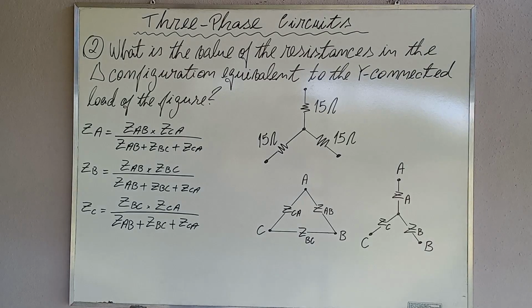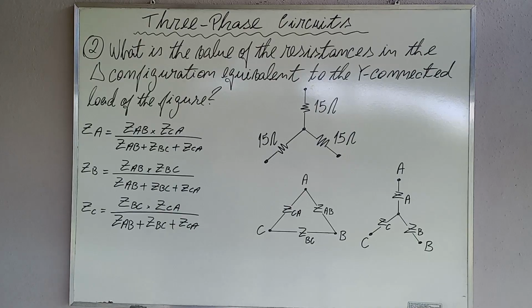Observe that for any given load configuration, balanced or unbalanced, the following is valid. ZA is equal to ZAB times ZCA divided by ZAB plus ZBC plus ZCA. ZB is equal to ZAB times ZBC divided by ZAB plus ZBC plus ZCA. And ZC is equal to ZBC times ZCA divided by ZAB plus ZBC plus ZCA.